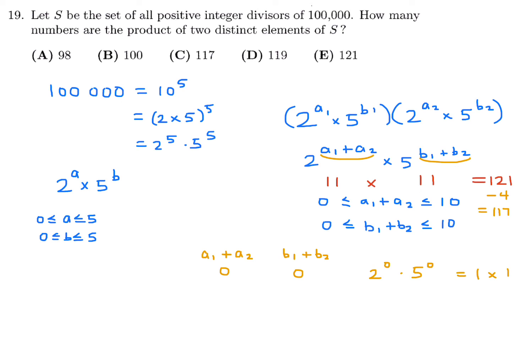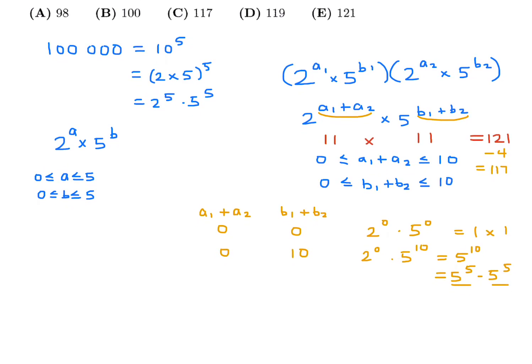The other scenario is when you have 0 and 10. This becomes just 2 to the power of 0 times 5 to the power of 10, which is going to be just 5 to the power of 10, right? But how did you get 5 to the power of 10? You can't get that with one term because b can only go up to 5. So you must have done a 5 to the power of 5 times a 5 to the power of 5. That's the only way you could have gotten 5 to the power of 10. But if you did, you have two of the same elements. So again, for the same reason, inadmissible.